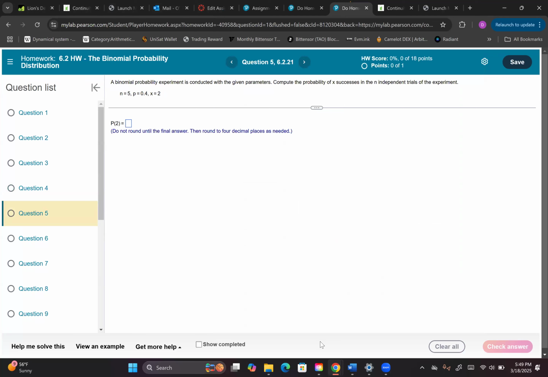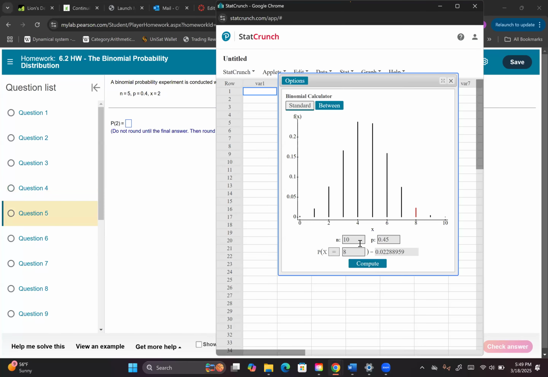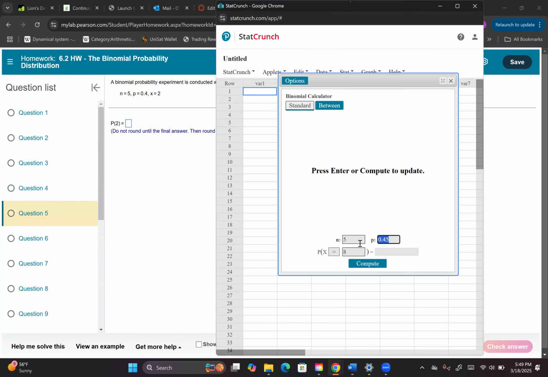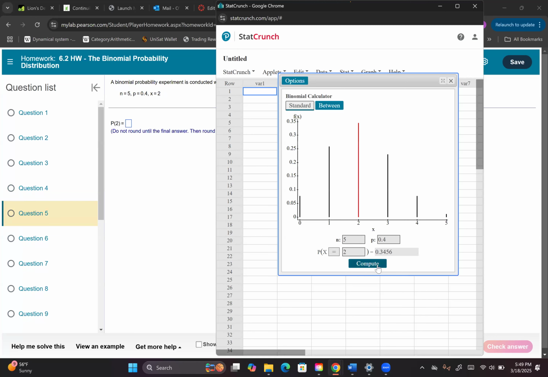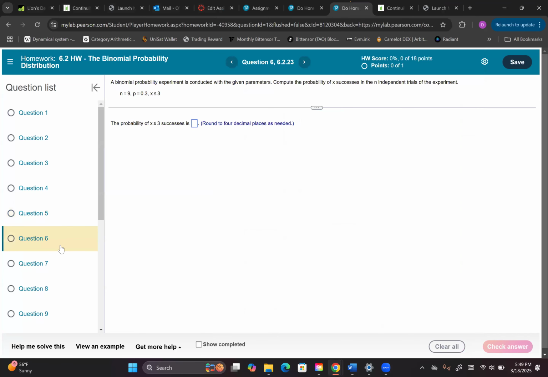Next question's the same exact thing, just different numbers. So this time we have n is 5. We have p is 0.4. And we want to calculate the probability that it's exactly 2. This is going to be more likely because there's not as many successes we're measuring. And then we get our probability is 34%. So that means there's a 34% chance that out of 5 experiments, 2 will be successes. That's it. That's really binomial.